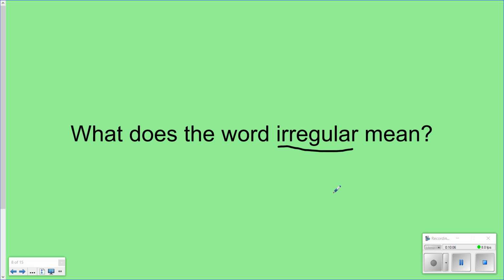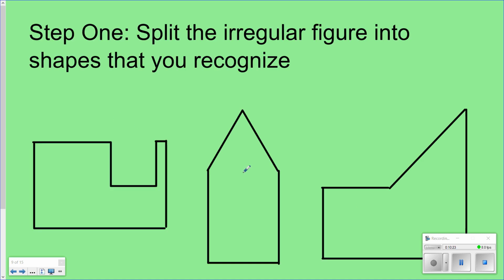To me, irregular means out of the ordinary. So we're going to see kind of out of the ordinary shapes today. We're going to see shapes that look like shapes, but isn't a shape we can call a square or a rectangle or a triangle or a circle. It's going to be shapes that are kind of put together.